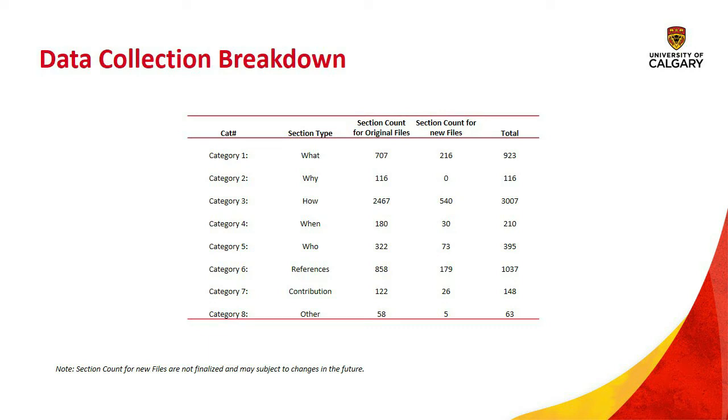And these sections that we added have the labeled categories, as you can see from the column under section count for new files. We then tabulated the section count for the original files plus the section count for the new files in our total column, as you can see from the rightmost column in front of you. Note that the section counts for new files are not finalized yet and may be subject to changes in the final report.